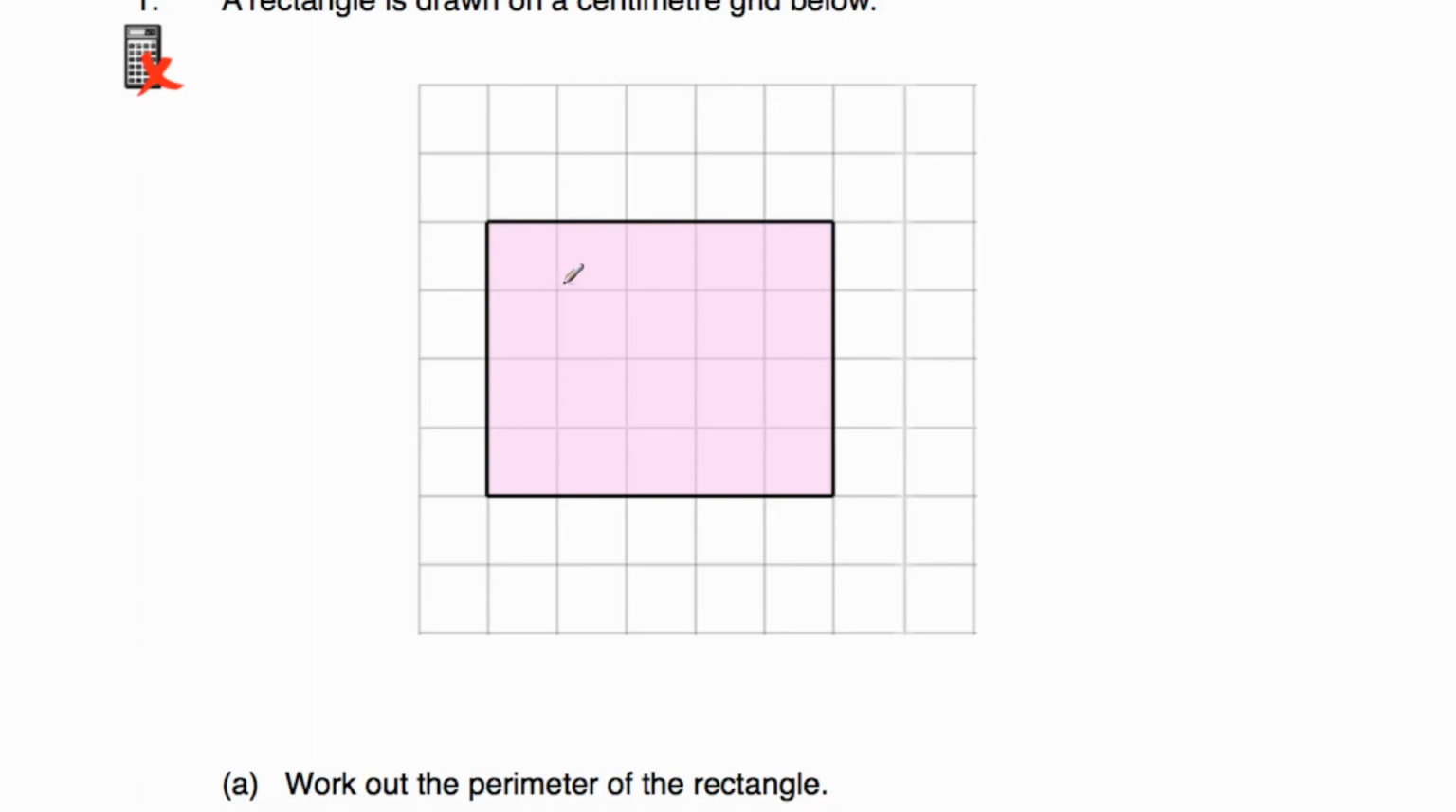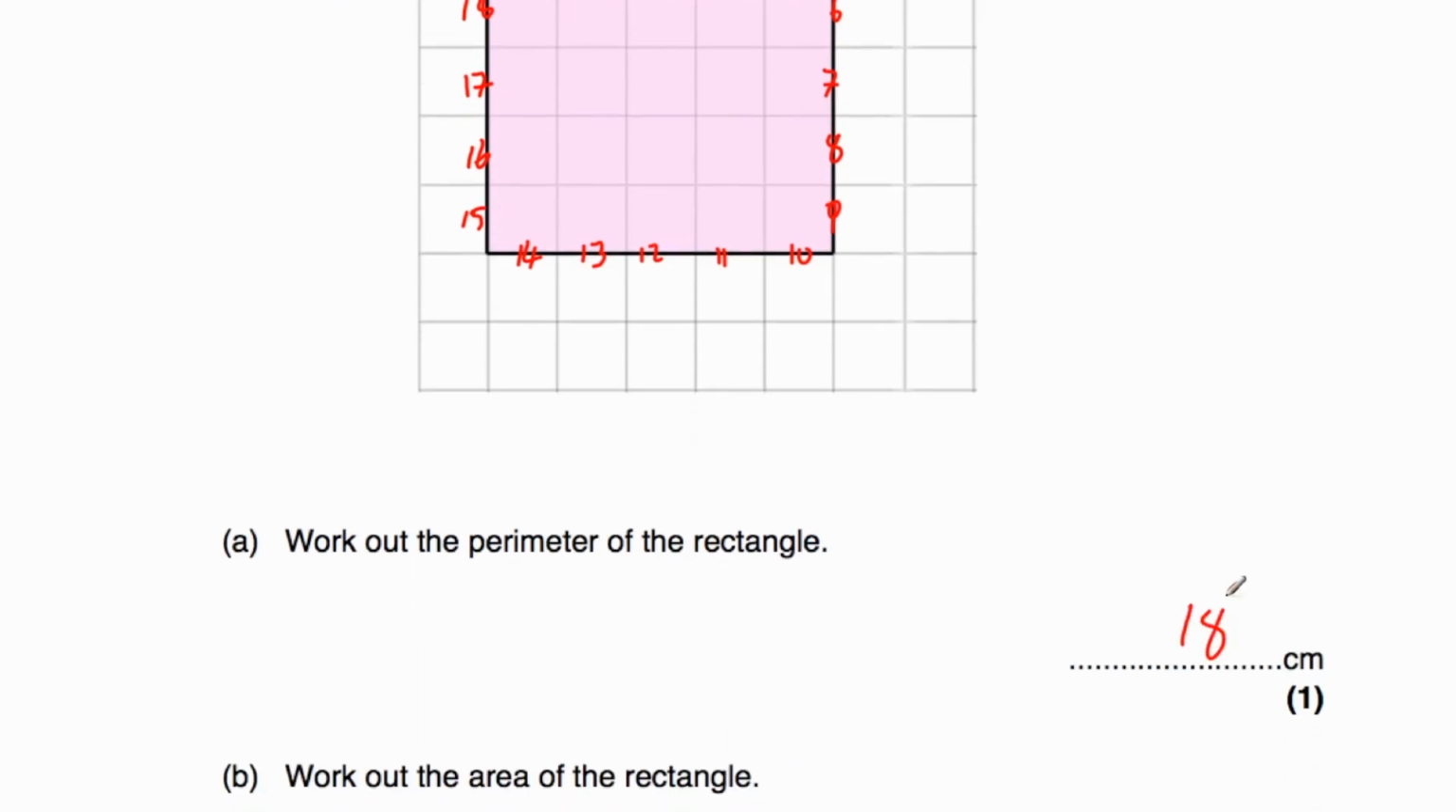Now, because each one of these squares measures 1 centimetre by 1 centimetre, each of these lines, joining from here to here, is 1 centimetre. So we can just count. 1, 2, 3, 4, 5. That's going from here to here. That's 5 centimetres. Then 6 going down, 7, 8, 9. And now going across 10, 11, 12, 13, 14. And now going up 15, 16, 17, 18. So the perimeter of that rectangle is 18 centimetres. So let's write that down. The perimeter is 18 centimetres.